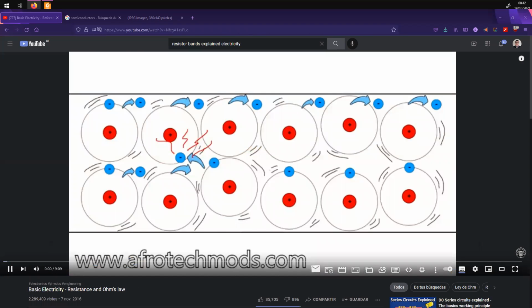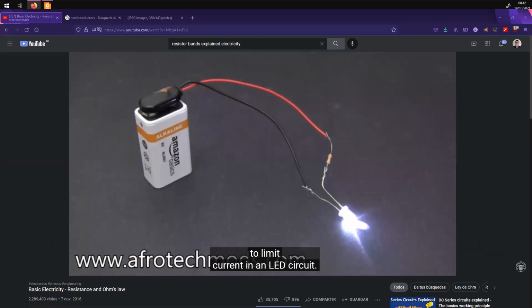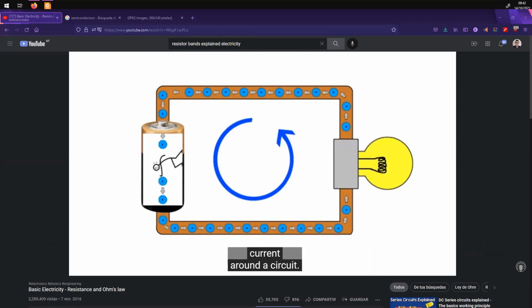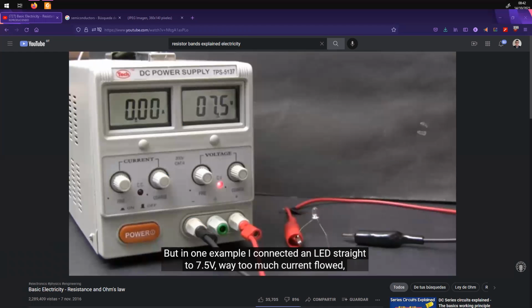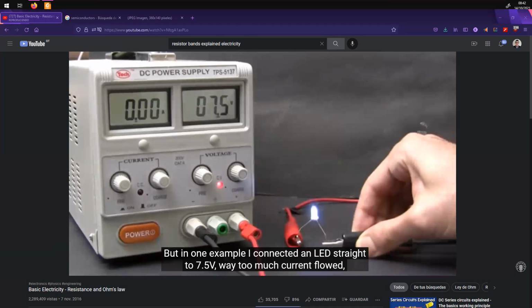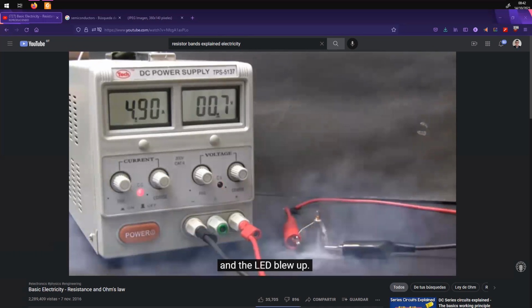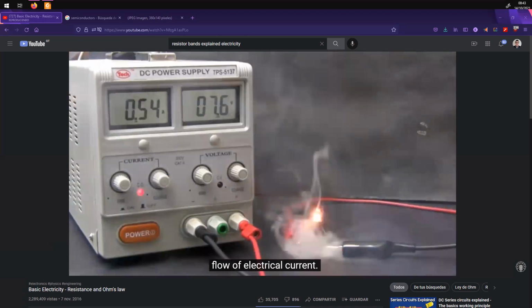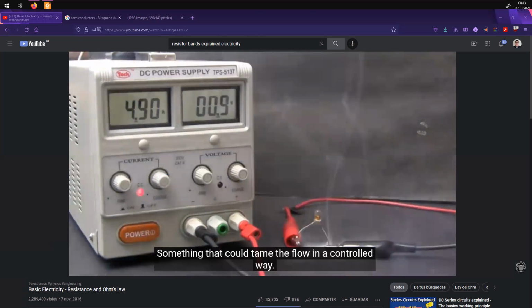In this video, Ohm's law and how to pick a resistor to limit current in an LED circuit. In previous videos, I talked about how voltage can behave like a pushing force, pushing electric current around a circuit. But in one example, I connected an LED straight to 7.5 volts. Way too much current flowed and the LED blew up. So you can see how it would be useful to have something that could tame the flow in a controlled way.